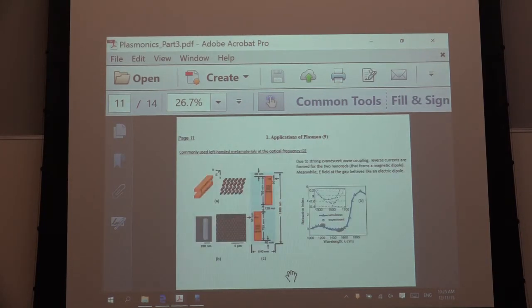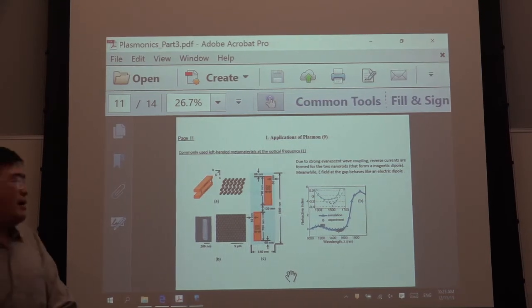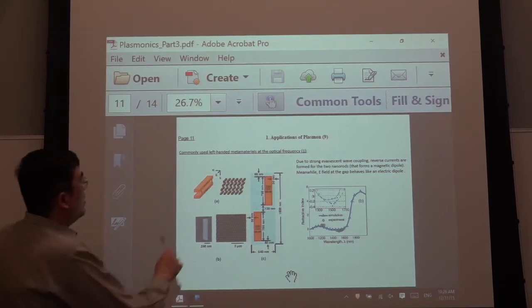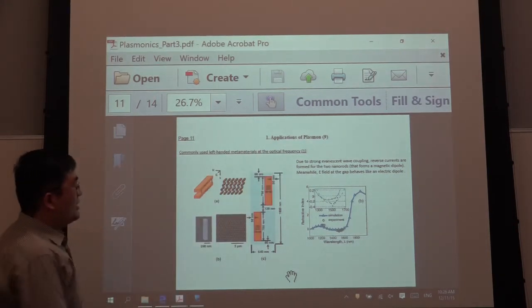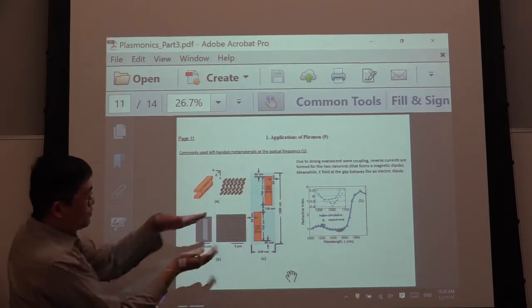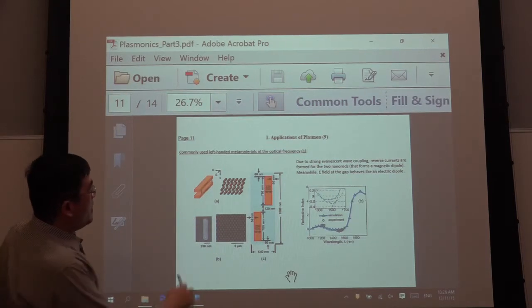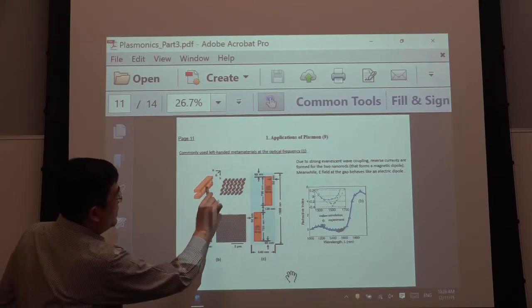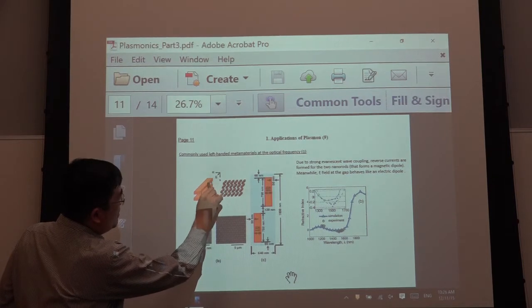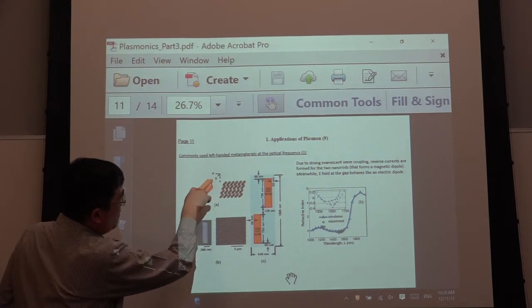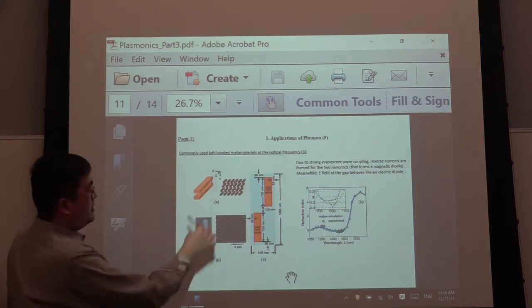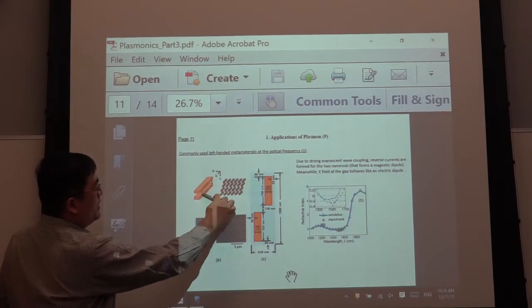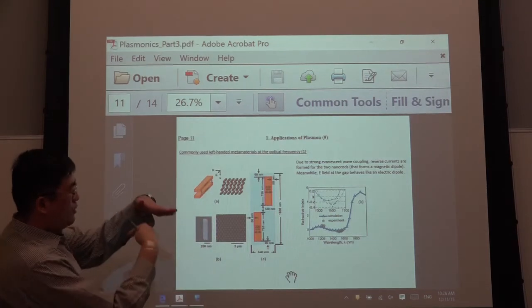So for this last picture, I'll finish this and then I can close. This is a common use of left-handed metamaterial in the optic regime. This is two plates. It's interesting because it has a displacement current, and you can see the reverse. The current goes from here, due to evanescent coupling, then goes down and up. It's a circular loop.